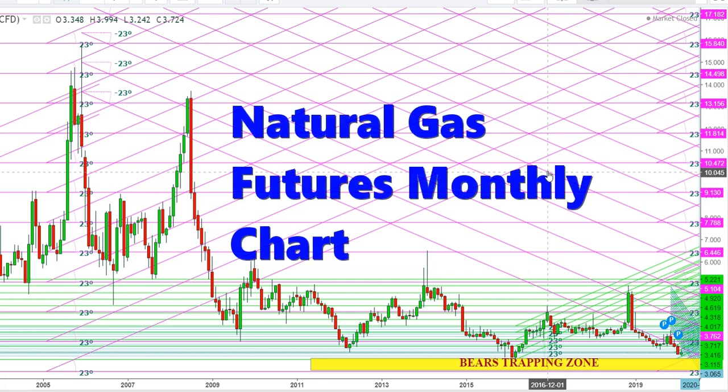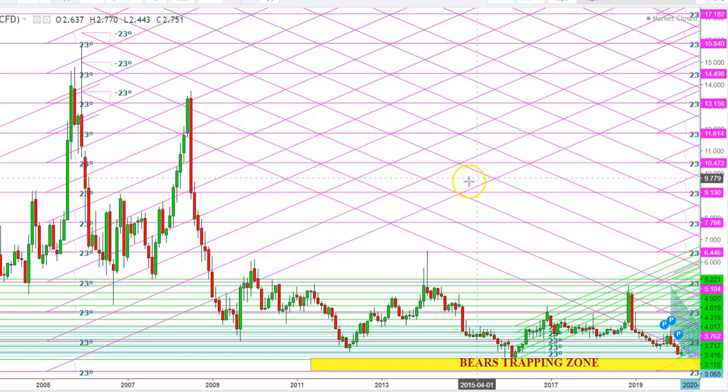Let us start the day to analyze the movements of natural gas futures in different time frames. So friends, here you can see a monthly chart of natural gas futures. Here I find that a directional move can be calculated with the help of some angles.